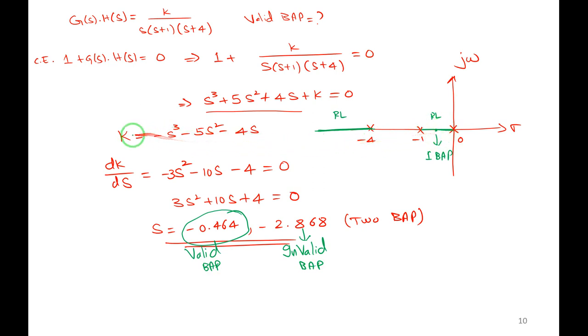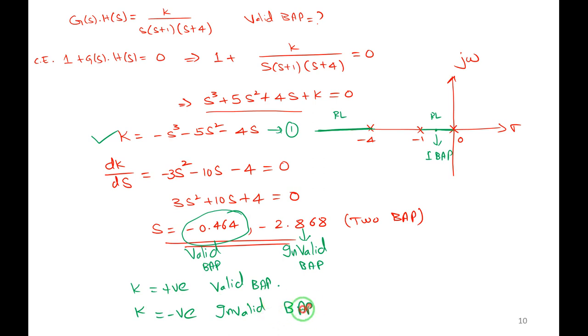Another way is, yes, by finding out the value of k. What is this value? Call this as equation 1. Substitute the value of s here in this cubic equation, right? I will substitute -0.464 here in this equation. If I get the value of k is positive, then it is valid breakaway point. I will not do it. Just substitute this value -2.868 in equation 1 here. If I get value of k as negative, then it is invalid BAP. Right? So this is another way.